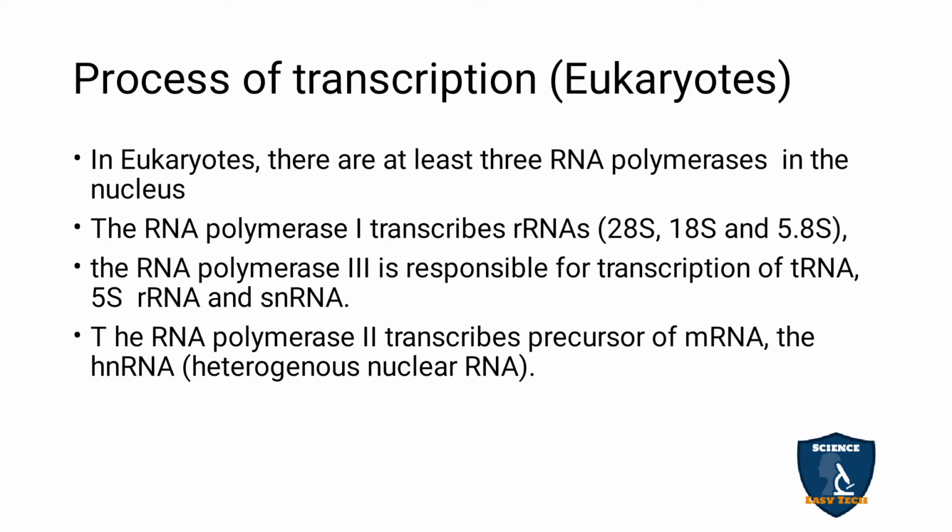RNA polymerase 3 is responsible for transcription of tRNA. It also transcribes 5S rRNA and snRNA. RNA polymerase 2 transcribes the precursor of mRNA, and the hnRNA, that is heterogeneous nuclear RNA. So in eukaryotes, three types of RNA polymerase take part.